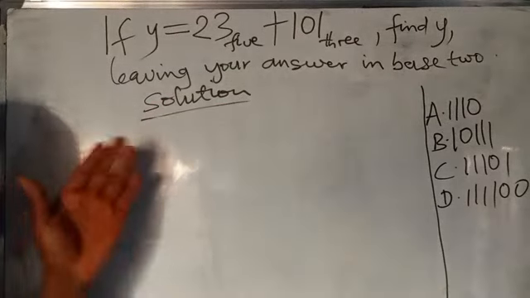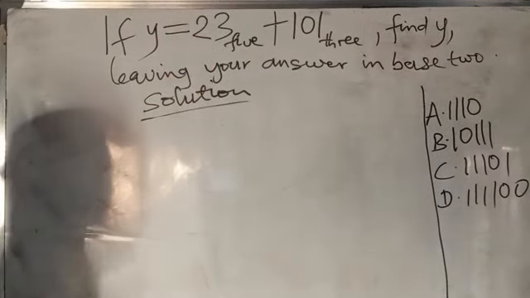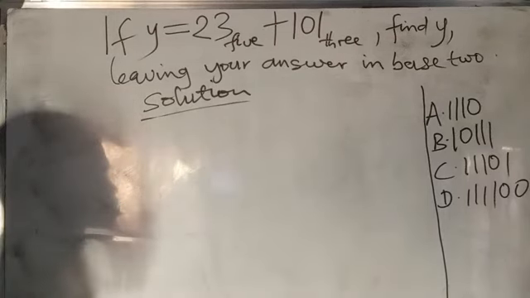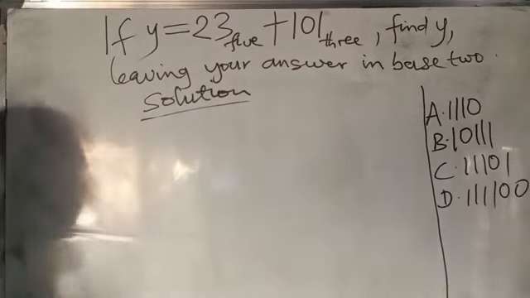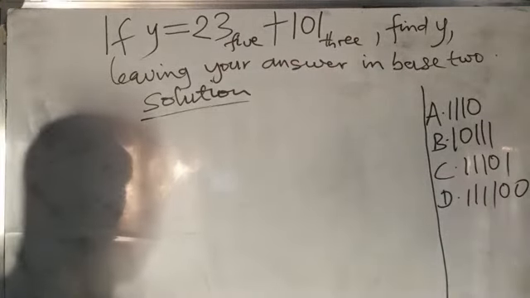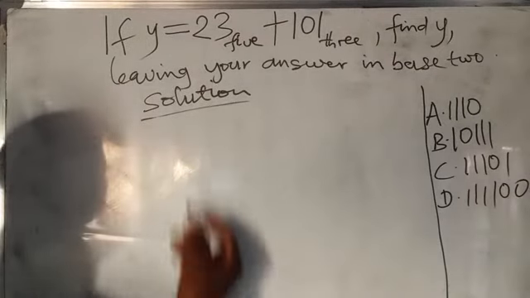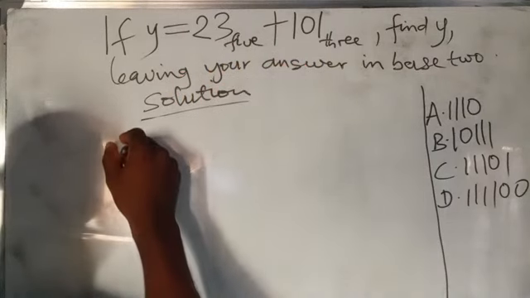The question is, if y is equal to 23 base 5 plus 101 base 3, find y, leaving your answer in base 2. That's the question. Then look at the options here, option A to option D. Let's solve so we'll be able to choose the right option. So bring down the problem itself.